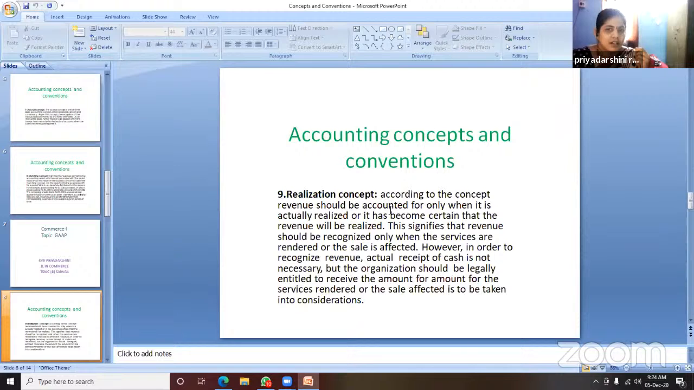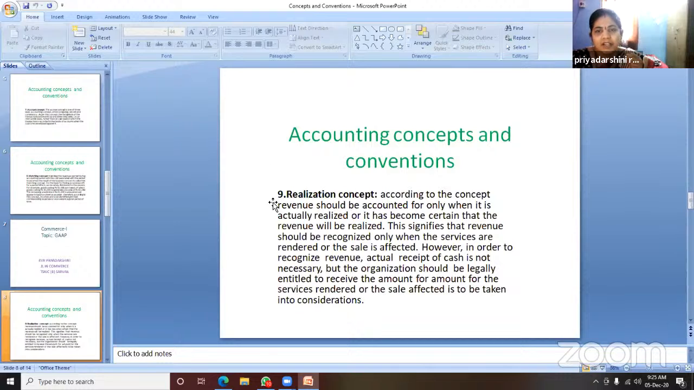So next is the realization concept. According to this concept, revenue should be accounted for only when it is actually realized or it has become certain that the revenue will be realized. This means revenue is recognized when the services are rendered or the actual sale is affected. But the organization should be legally entitled to receive the amount for services rendered. If the sale is actually affected, taken place, realized, then only we have to consider. So this is regarding the realization concept.